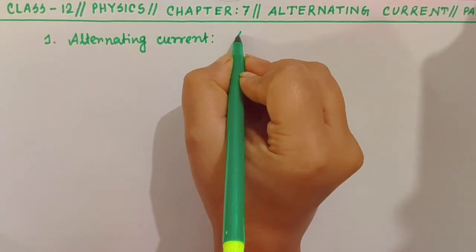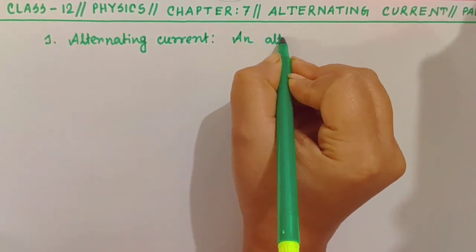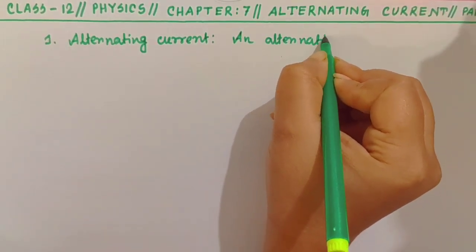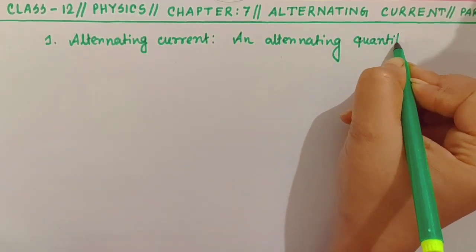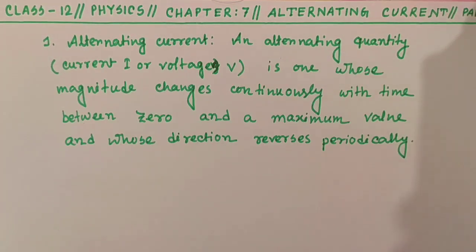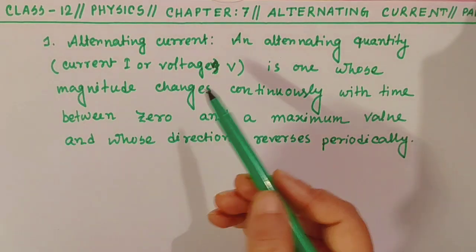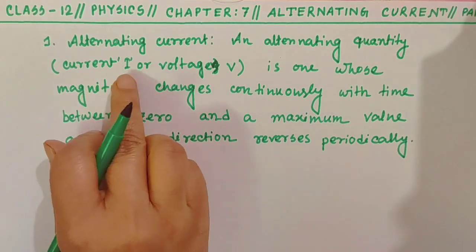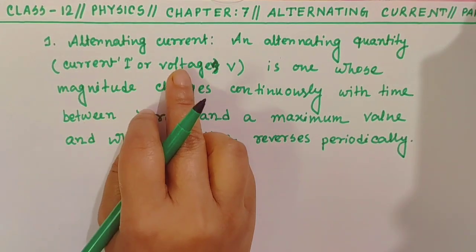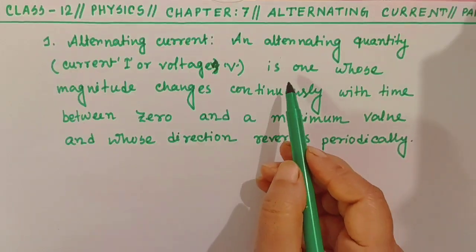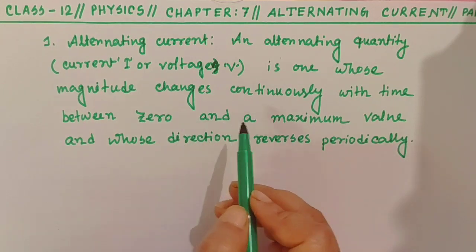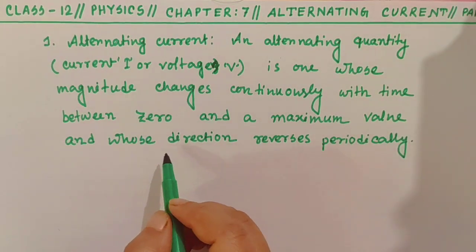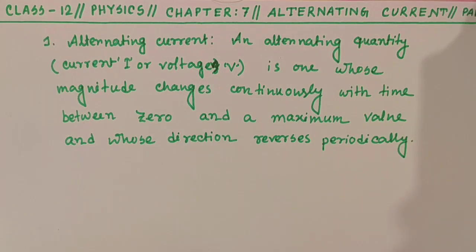So I am writing here, an alternating quantity, it may be current or it may be voltage V. So we denote current by the symbol I and the voltage by the symbol V, is one whose magnitude changes continuously with time between 0 and a maximum value and whose direction reverses periodically.